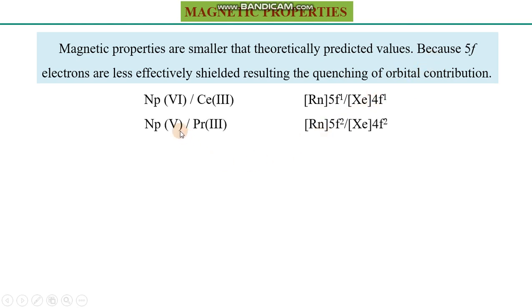Another isoelectronic system is Neptunium in the plus 5 oxidation state and praseodymium in the plus 3 oxidation state. Both possess the same number of electrons. They are isoelectronic to each other, and the magnetic properties of Neptunium, which belongs to the actinide series, are less, while for praseodymium, which belongs to the lanthanide series, the magnetic properties are more. The third system is Neptunium plus 4 and neodymium plus 3. This is an actinide and this one is a lanthanide. Both are isoelectronic on the basis of electrons in their anti-penultimate subshell, and the magnetic properties of the actinide member are less as compared to the respective lanthanide member, which possesses the same number of electrons.